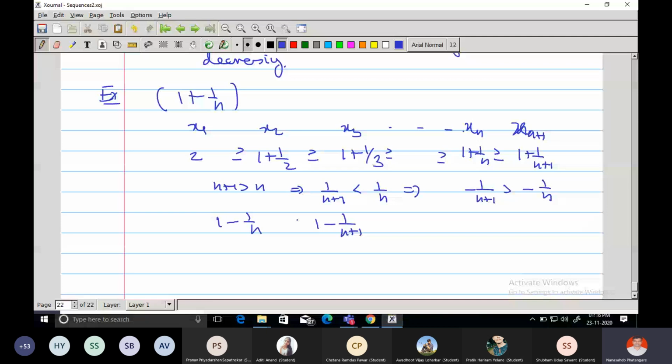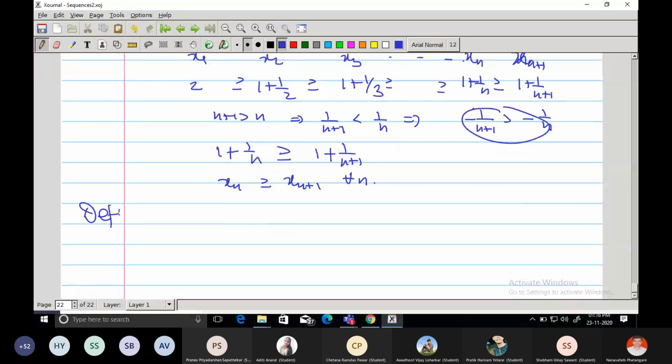Right. Sir, our sequence is 1 plus 1 by n. Right, our sequence is 1 plus, so no problem here. So if we add 1, then what remains? This is smaller. That means xn is greater than or equal to xn plus 1 for all n. So therefore this is monotonic decreasing.